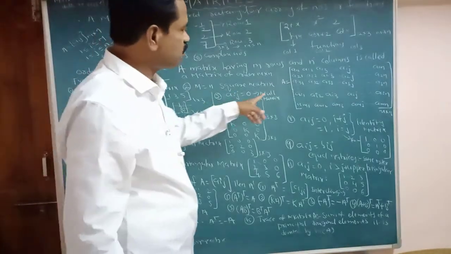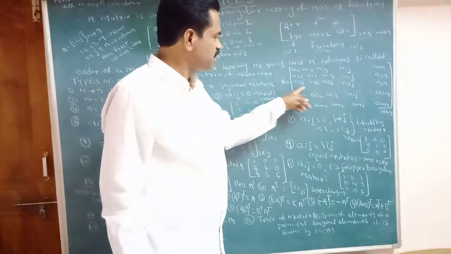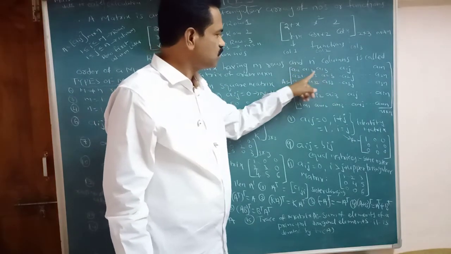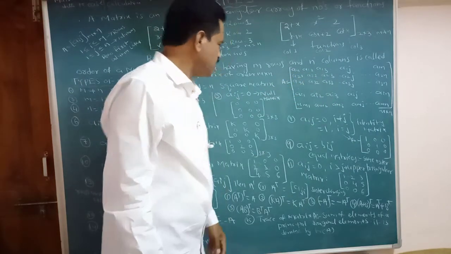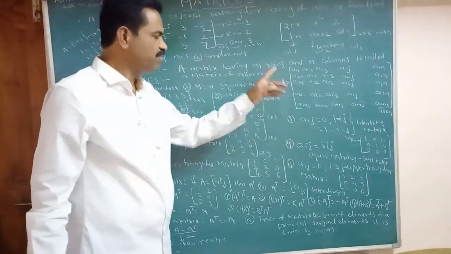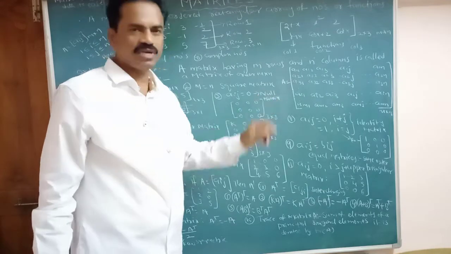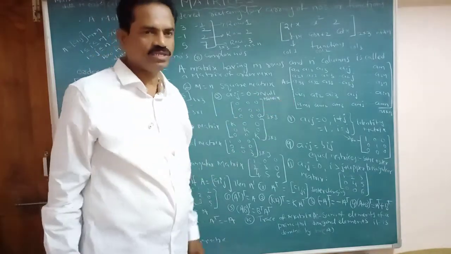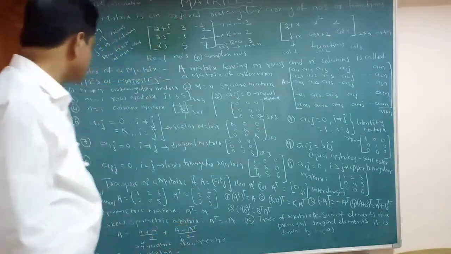Here Aij equals 0. Suppose you take a 3 by 3 matrix where all entries are 0, then it is called a null matrix. For example, the first row elements are 0, the second row elements are 0, and the third row elements are 0. This is the 3 by 3 null matrix.